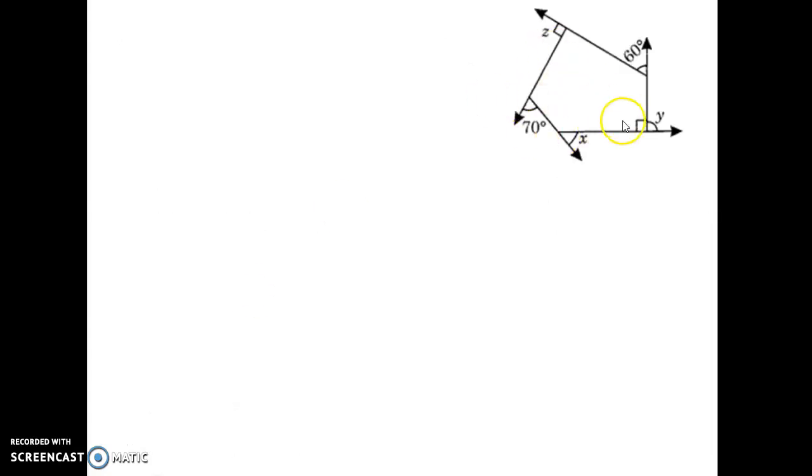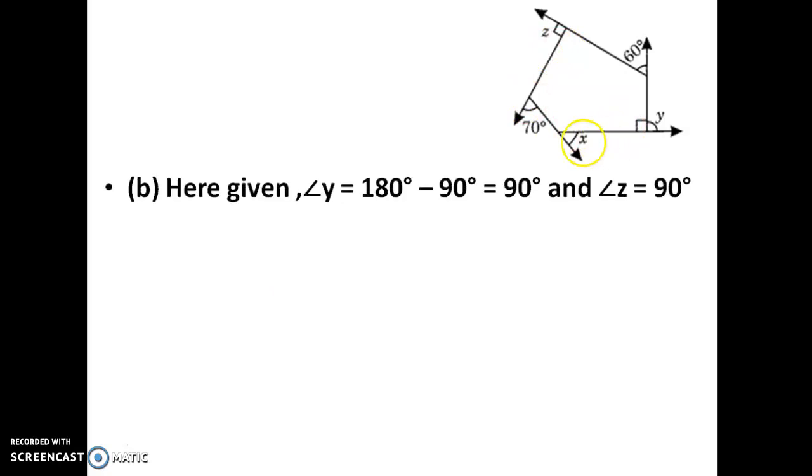So this is the second figure. We have to find out x here. So how to find it? It's a five-sided figure. Okay, 1, 2, 3, 4 and 5 sides are there. The sum of all the exterior angles is equal to 360 degrees. That is already known. So let's find out y.